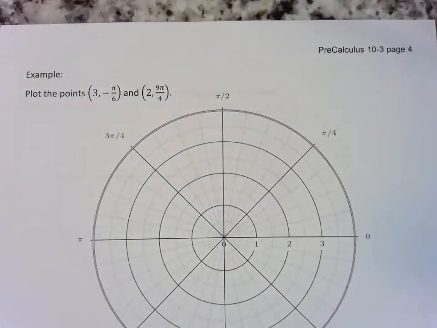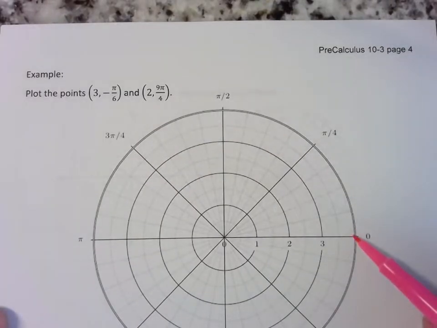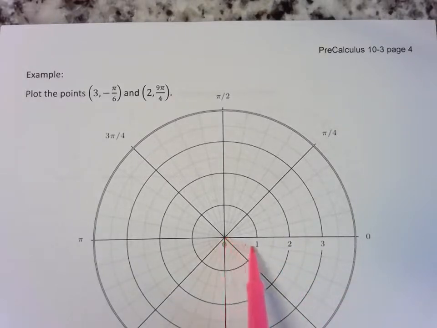Plot the points (3, -π/6) and (2, 9π/4). So let's do (3, -π/6). Negative π over 6 is like a negative 30. If this one is 45, negative 45, then kind of between those two would be our negative 30, right?